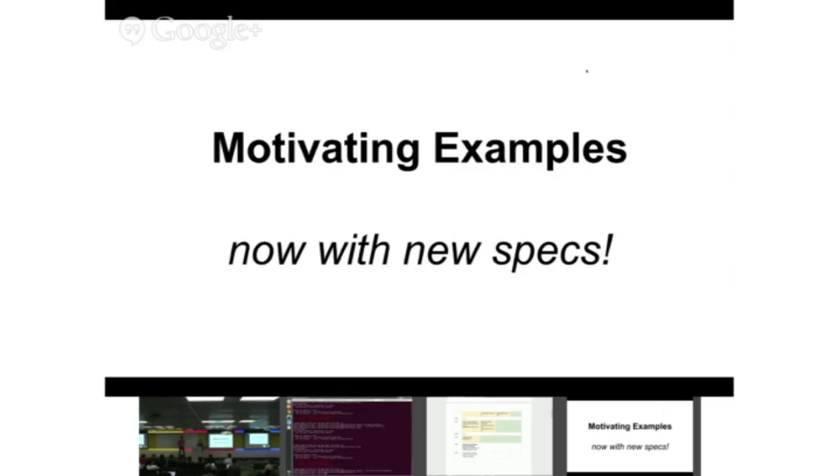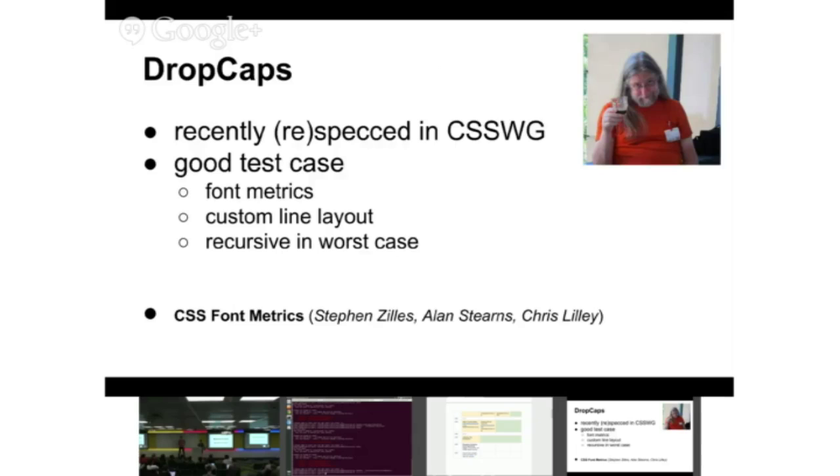Okay, so let's talk about the motivating examples, and I'll also follow those through to the specs that were created. First up, we had Chris Lilly stand up and talk about drop caps. Do people know drop caps? They're like where you take the first letter of a paragraph and make it big. Right. Drop caps are really interesting, right?